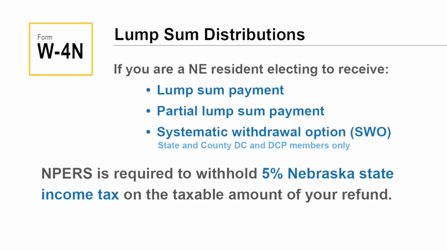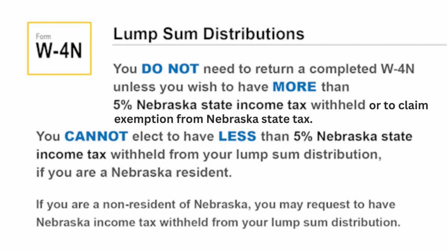Lump sum distributions. If you are a Nebraska resident and you elect to receive a lump sum payment, partial lump sum payment, or systematic withdrawal option, SWO, for state and county DC and DCP members only, NPERS is required to withhold 5% Nebraska state income tax on the taxable amount of your refund. You do not need to return a completed W4N unless you wish to have more than 5% Nebraska state income tax withheld, or to claim exemption from Nebraska state tax.